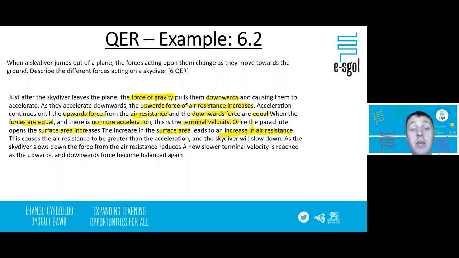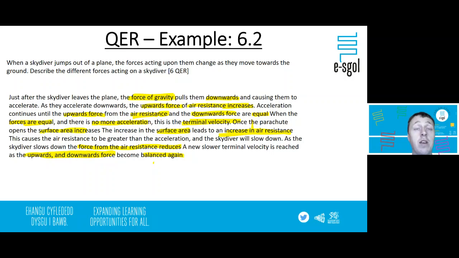This causes the air resistance to be greater than the weight, possibly, and the skydiver will slow down or decelerate. And you can see the final bit they've added in is that as the skydiver slows down, the force from the air resistance reduces. And they've also identified a new, slower terminal velocity is reached because the upwards and downwards force are balanced again.